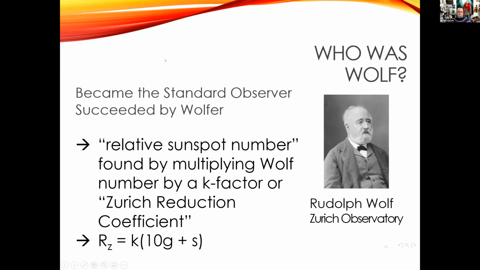So who was Wolf? Rudolph Wolf was at the Zurich Observatory. He was the standard observer, which made this methodology very nice because you have a standard observer using standard equipment. After he retired, he was succeeded by Wolfer. And after Wolfer's time, we have continued to use the same methodology, but because we are not using a single observer, we have to put in a reduction coefficient so we can compare apples to oranges, if you will, or Granny Smith apples to other kinds of apples.